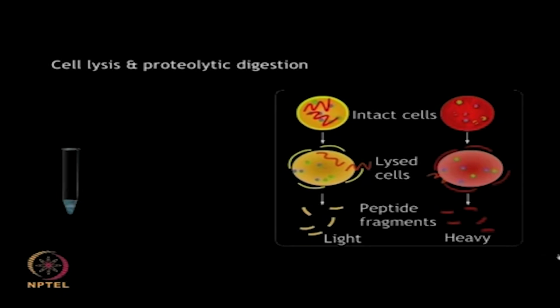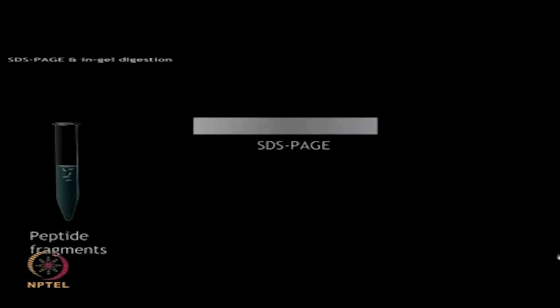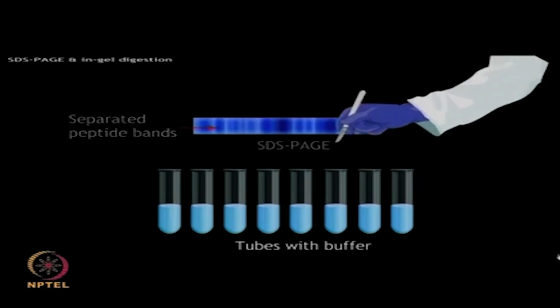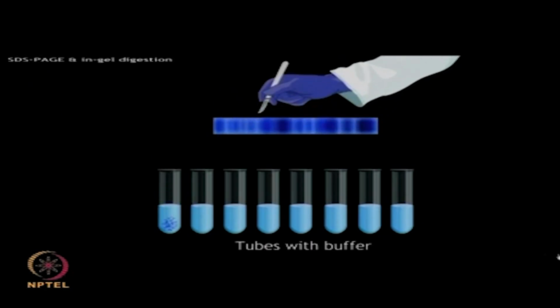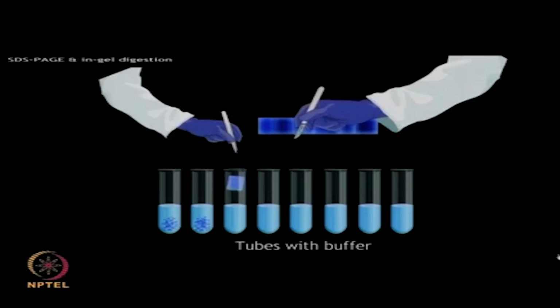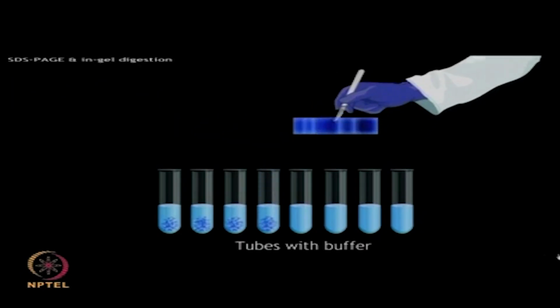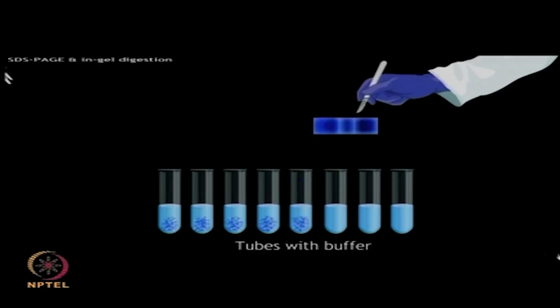This results in a mixture of light and heavy peptide fragments, which can be quantified further by using mass spec. The complex mixture of peptide fragments is further separated by SDS page to simplify this analysis. Each band of the SDS page gel is cut out and redissolved in a suitable buffer solution. These simplified peptide fragments can then further be used for mass spec analysis.